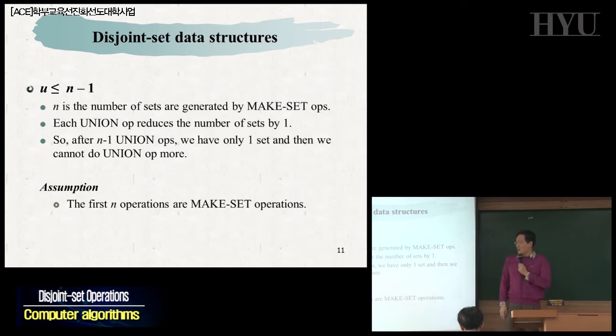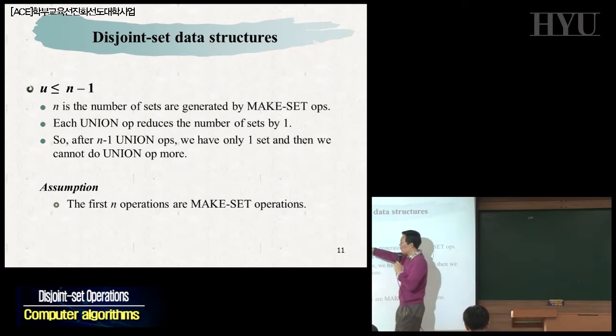Each union operation reduces the number of sets by 1. So after n minus 1 union operations, we have only one set, and then we cannot do any more union operations. So n minus 1 is the maximum number of union operations. To analyze the running time of the disjoint-set operations, this fact is very important.